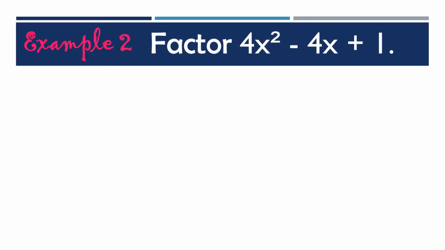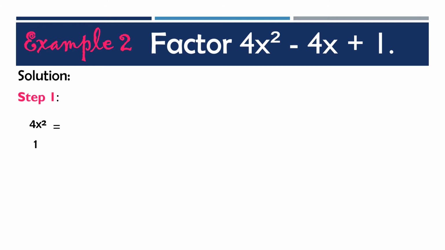Example number 2. Factor the expression 4x squared minus 4x plus 1. Solution. Step 1. Identify or determine if the first and the last terms of the given trinomial are perfect squares. So the first term is 4x squared and the last term is 1.